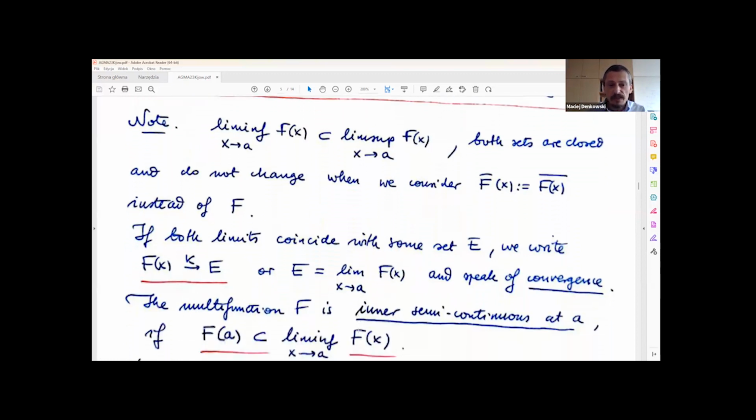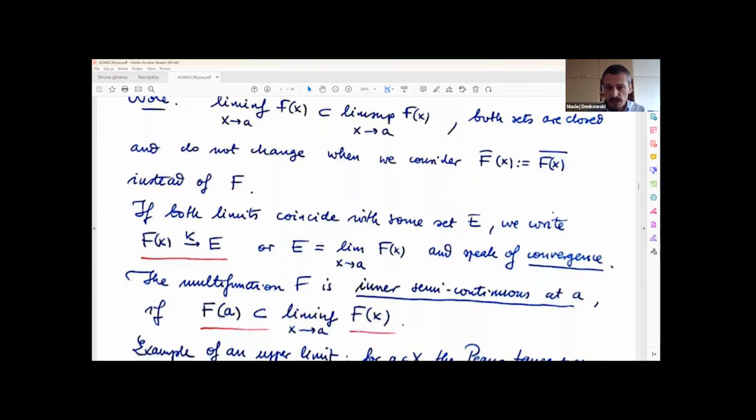And we say that the multifunction is inner semi-continuous at some point if the value set at this point is contained in the lower limit of f of x.